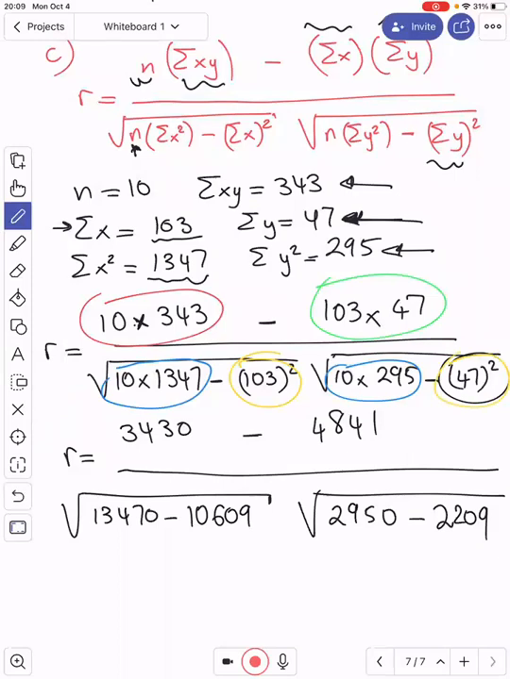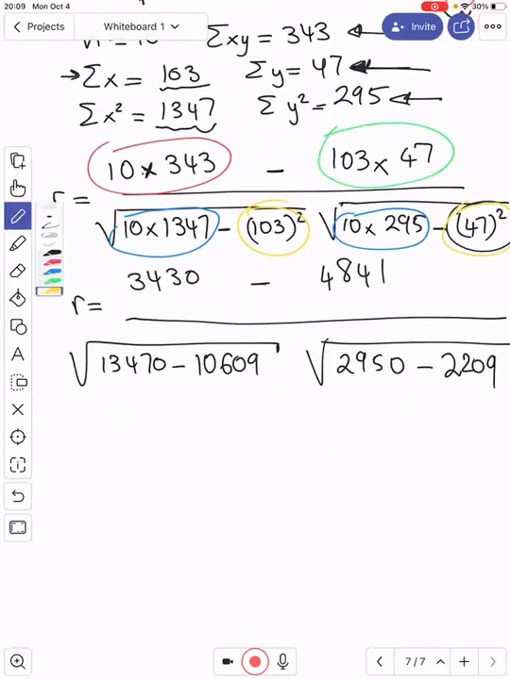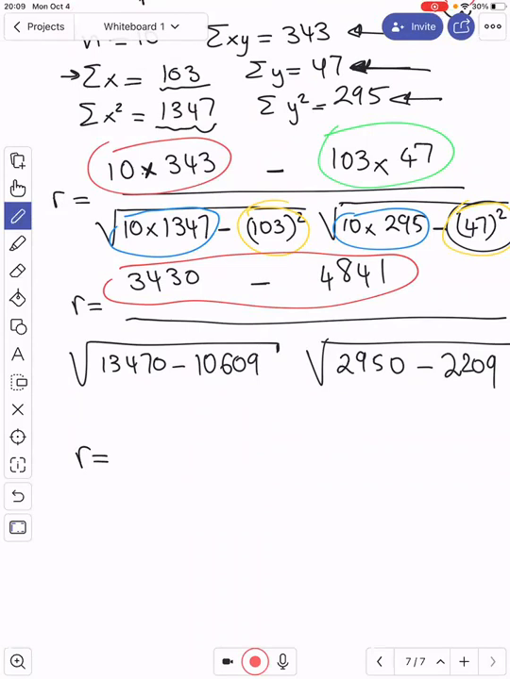All right. Now, what we need to do next, guys. First, the top, you can subtract: 3,430 minus 4,841, so that'll be negative.